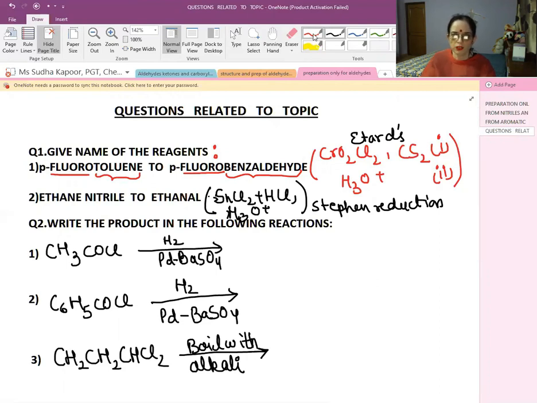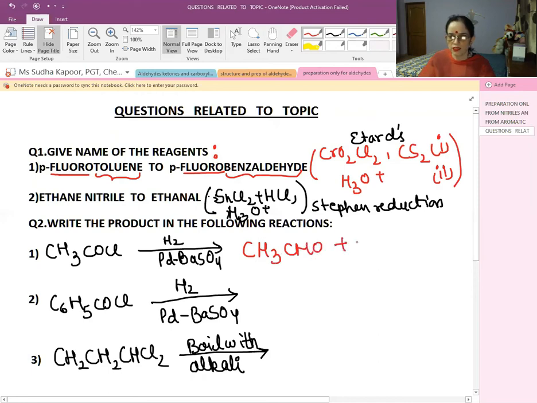Now coming to question number 2. Write the product in the following reactions. These are complete-the-reaction questions, given in the form of fill-ups. When we see H2 in presence of Pd and BaSO4, it reminds us of the Rosenmund reduction. In the Rosenmund reduction we get the aldehyde along with HCl. In the other case, benzoyl chloride undergoes reduction in presence of Pd-BaSO4. Again, the product is going to be an aldehyde, that is C6H5CHO, along with HCl.